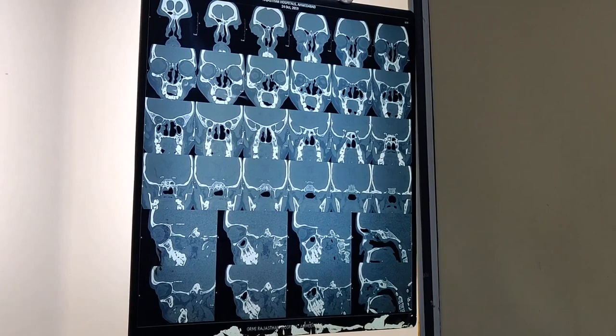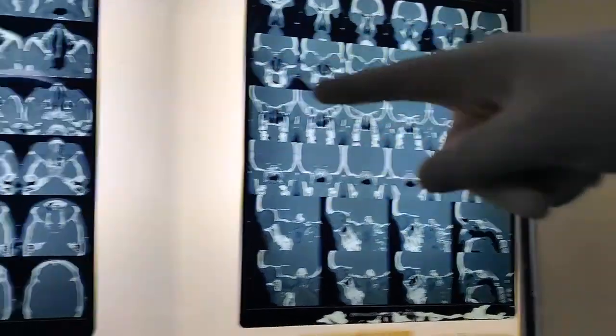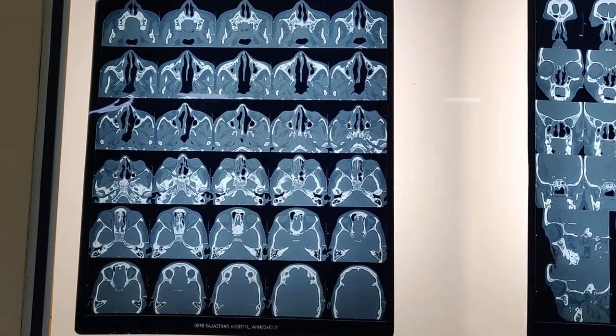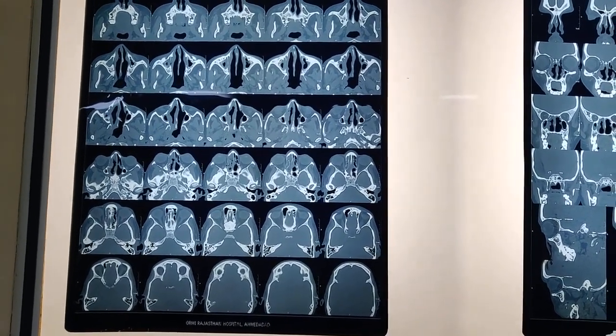Okay, yeah, atrophic rhinitis. This is atrophic rhinitis. Because of atrophic rhinitis, the patient has mucus.